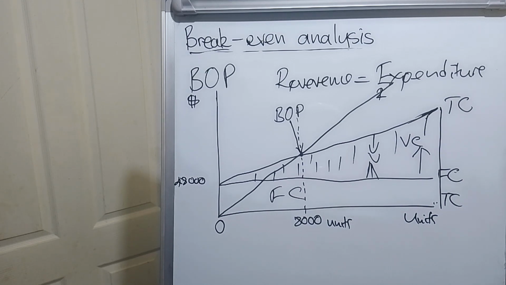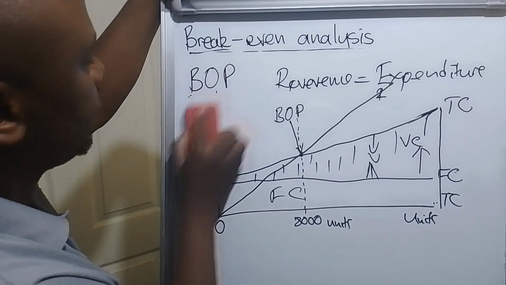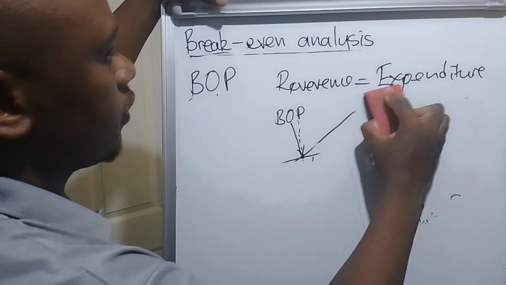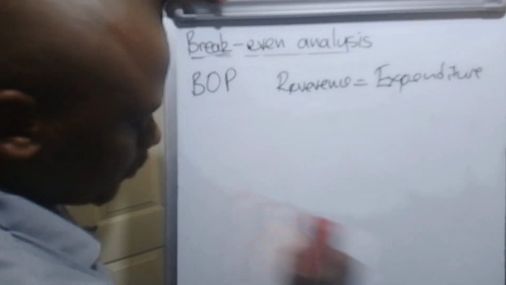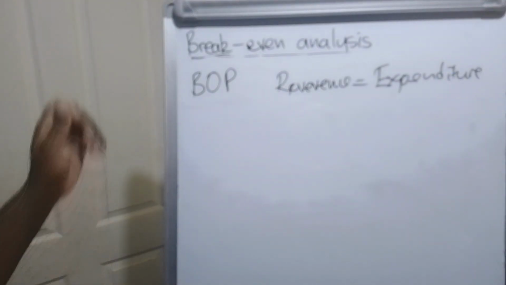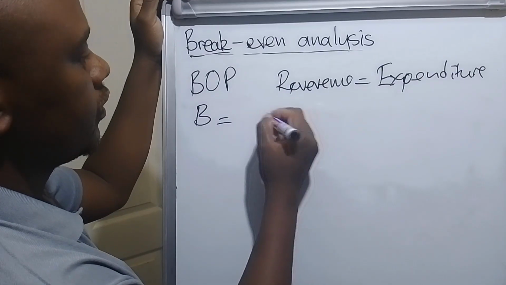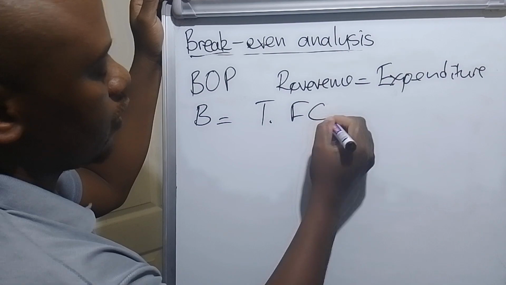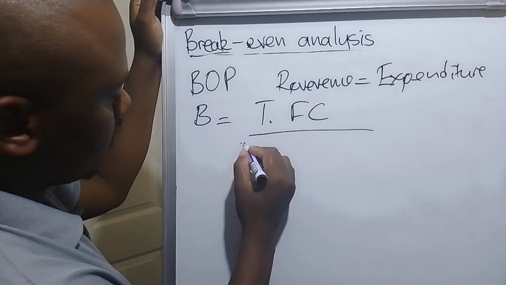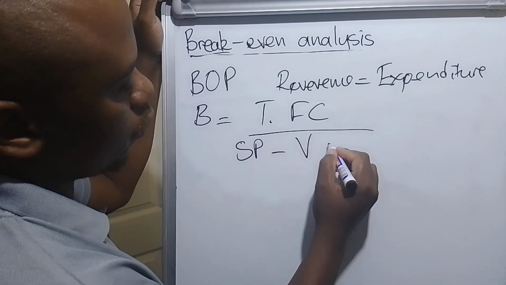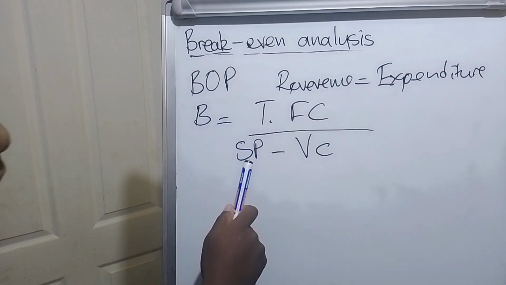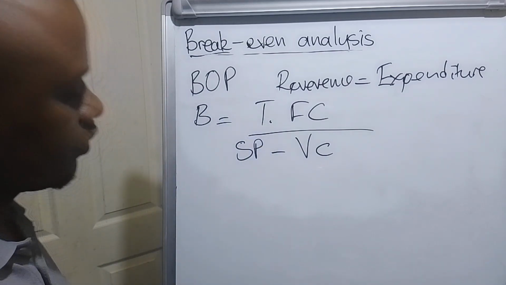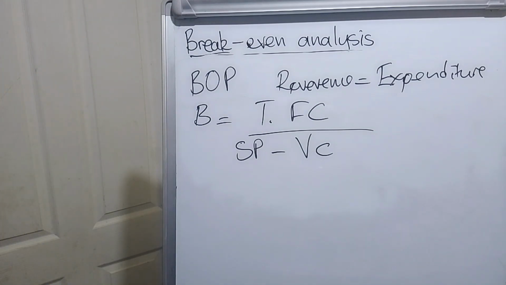For now I'll put some figures and make some calculations. Let's try to calculate the break-even point. Like we said earlier, break-even point is equal to total fixed cost over selling price minus variable cost per unit. The total fixed costs are for the whole organization, but the selling price is for individual items, and the variable cost is again per individual item.